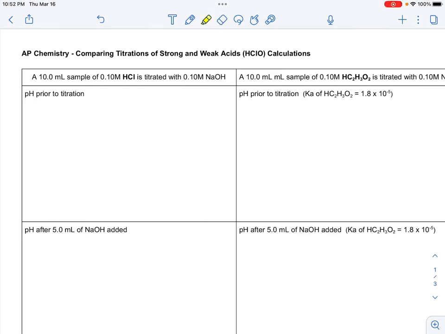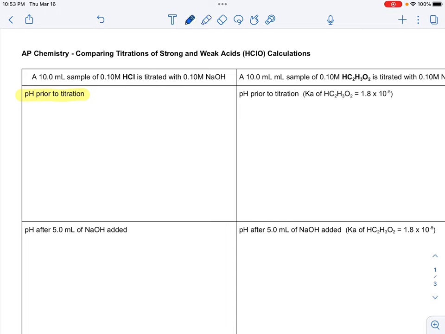What we're going to do is go through titration calculations. We're going to compare how strong and weak acids react with strong bases. So we're going to be looking at prior to titration first, and we'll do the sodium hydroxide with our HCl, hydrochloric acid, first. All right.